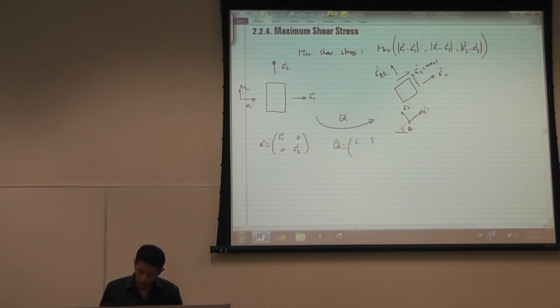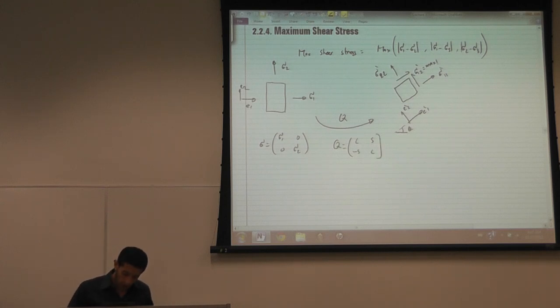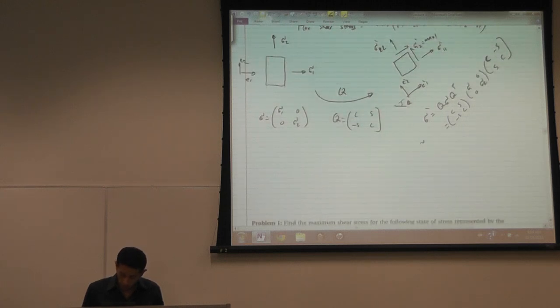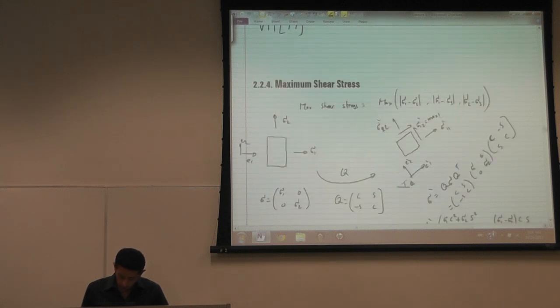It's equal to cosine theta, sine theta, negative sine theta, cosine theta. The stress here is equal to Q sigma Q transpose. C, S, negative S, C, sigma 1, 0, 0, sigma 2, C, negative S, S, C. Sigma prime will be equal to sigma 1 cosine squared plus sigma 2 sine squared, sigma 2 minus sigma 1 cosine sine, sigma 2 minus sigma 1 cosine sine, sigma 2 cosine squared plus sigma 1 sine squared. Sorry, it's defined as the maximum divided by 2.